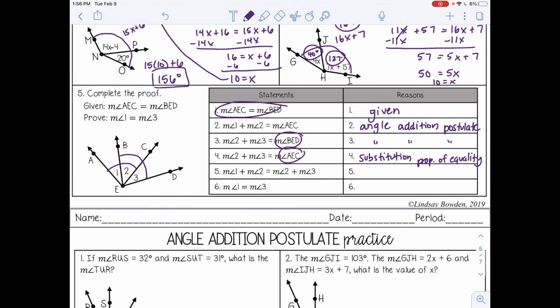All right, and then the measure of angle 1 plus the measure of angle 2 equals the measure of angle 2 plus the measure of angle 3. And I can do that because I know these are equal. So I can say that these are equal. That's the transitive property of equality.